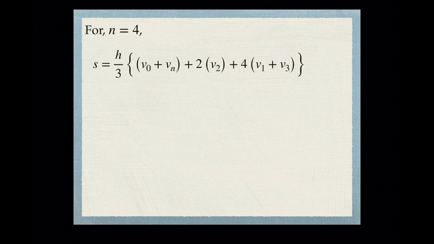And for this problem, it turns out to be S is equal to, of course, here it is not I. You already know S represents the distance traveled, and in calculus we saw S to be equal to the integral from t0 to tn of v dt. So here we are not representing the integral as I, we are representing it with small s, to be equal to h by 3 times v0 plus vn plus 2 times v2 plus 4 times v1 plus v3. This is already explained in the previous problem.